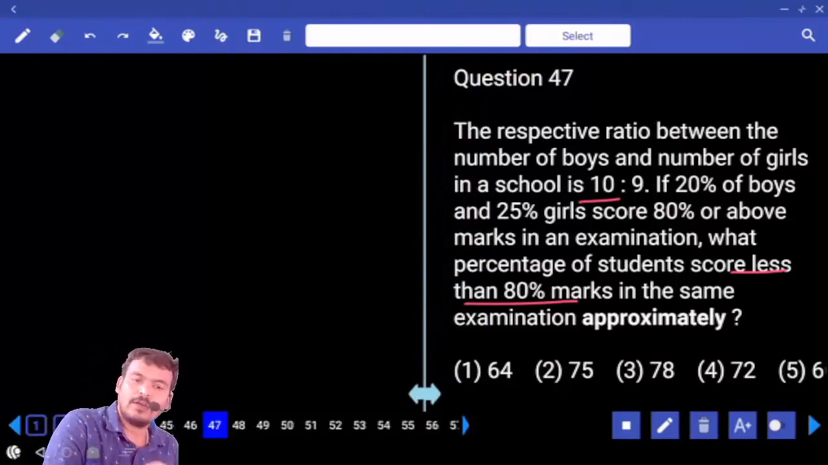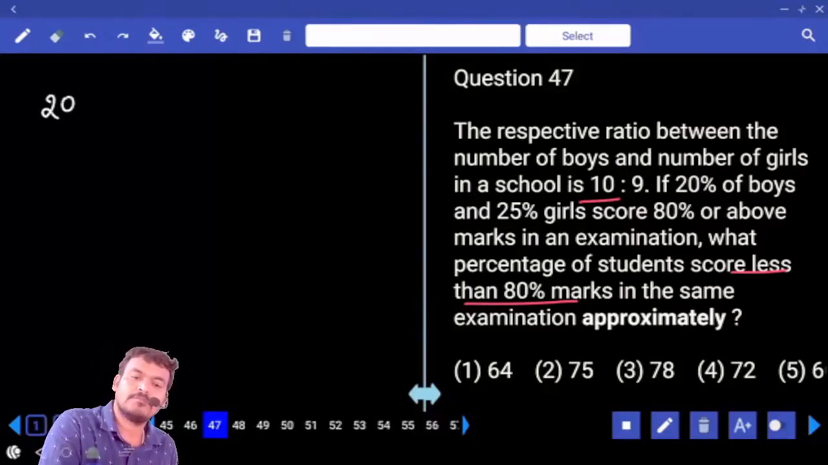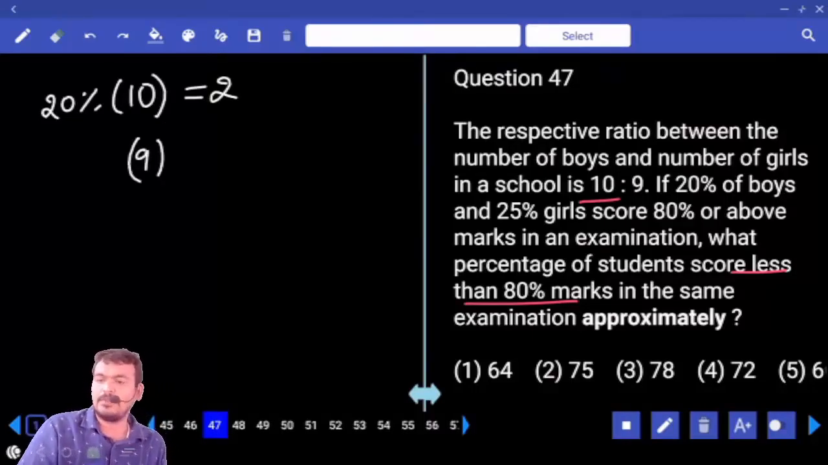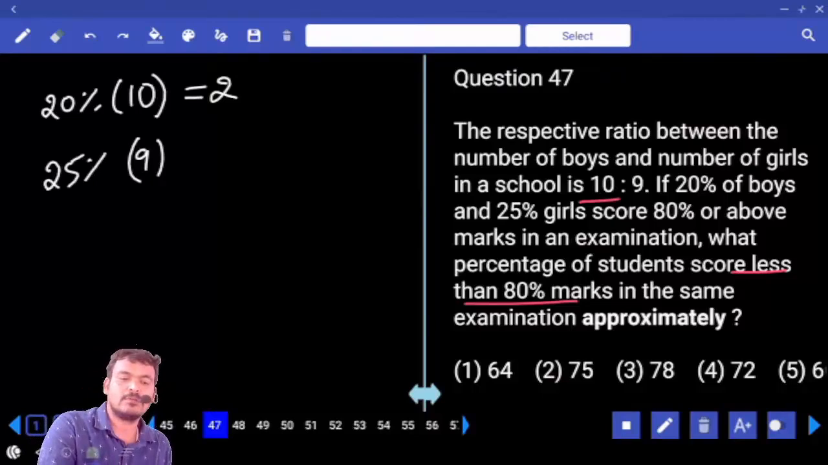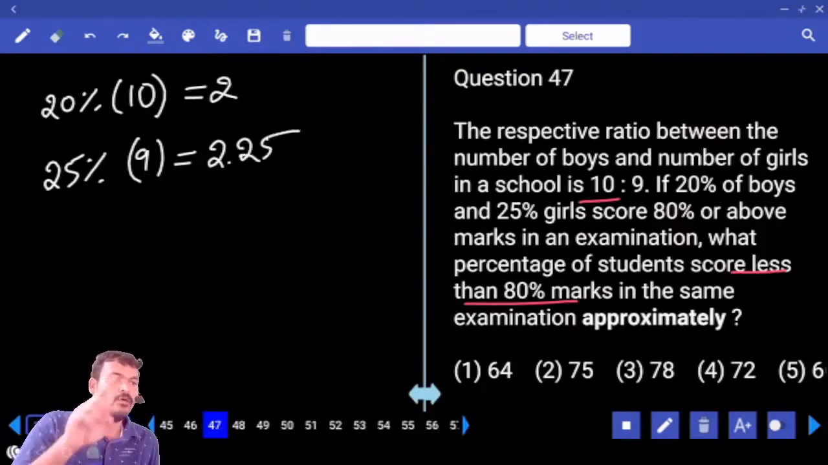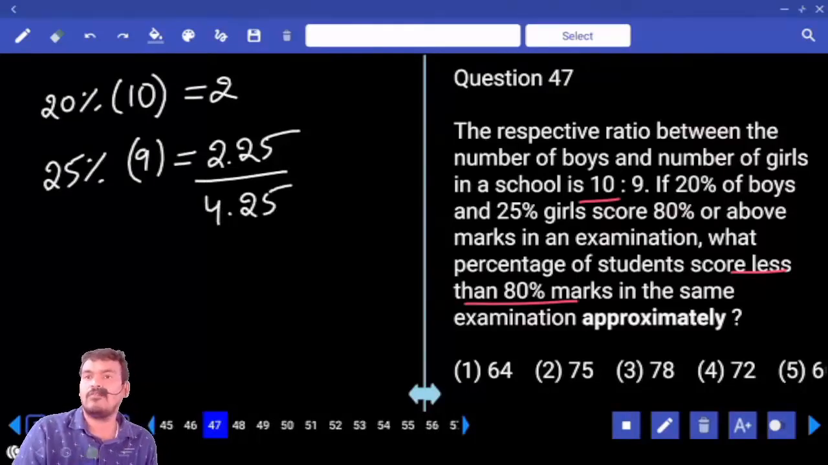Okay. First, boys are how many parts? 10 parts. Out of 10 parts, how much percent are more than 80%? 20% or not? What is the 20% of 10 parts? 2 or not? Next, girls are how many parts? 9 parts. Out of the 9 parts, how much percent are getting greater than 80%? 25% or not? What is the 25% of 9? 2.25. Only boys case 2 parts. Only girls case 2.25. Total how much? 4.25 are getting greater than 80%.